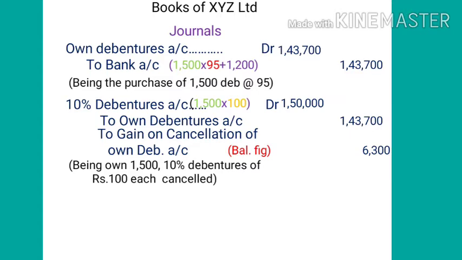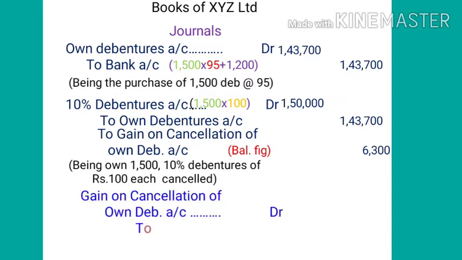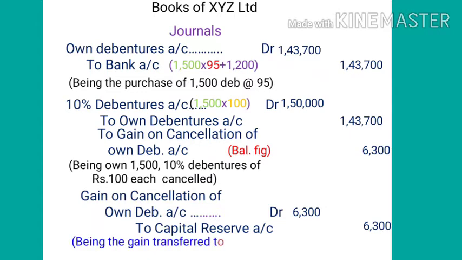Now since here we have gain, so this profit will be transferred to capital reserve. So we have the entry gain on cancellation of own debentures account debit to capital reserve account, and the amount is 6,300. So this is the end of the journal for question number 1. Now we take the question number 2.